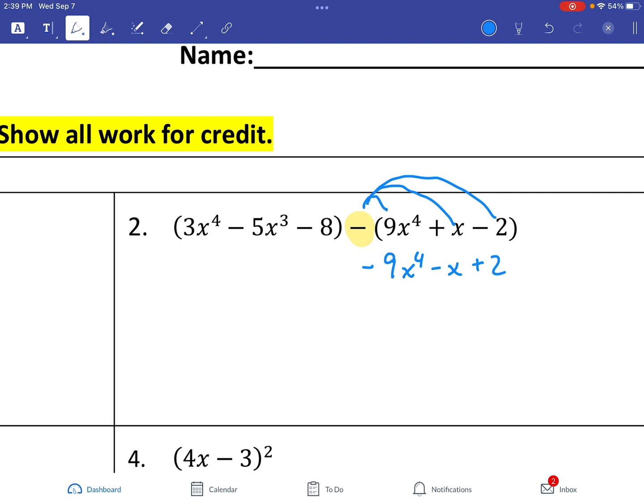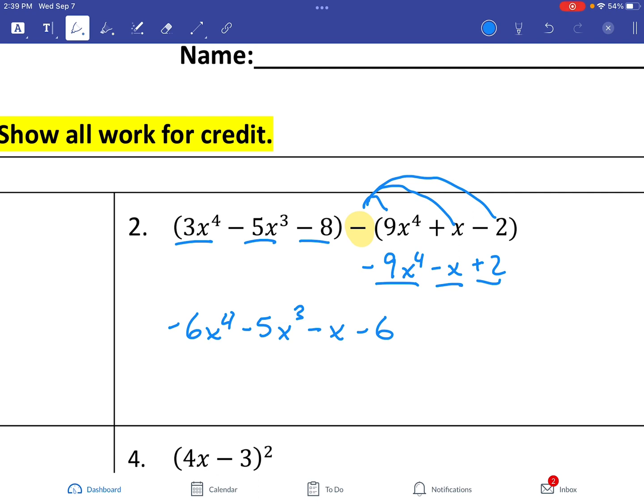So we're looking for the 3x to the fourth and negative 9x to the fourth, which gives you negative 6x to the fourth. Again, you're not combining the exponents. You're just combining the like terms, the numbers in front of the variables. Next we have negative 5x to the third, which is going next. There's nothing to combine it with, so we don't. Then we have minus x from right here. And then we have negative 8 and plus 2, which gets us negative 6.